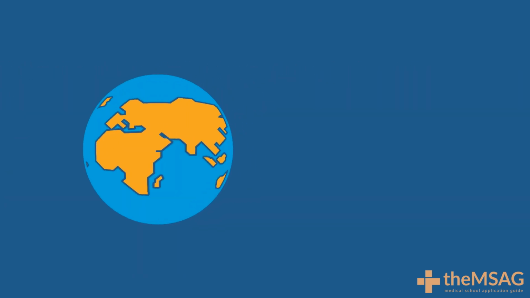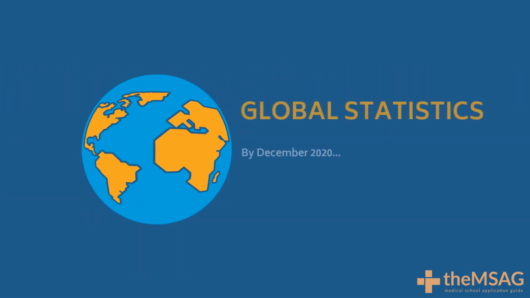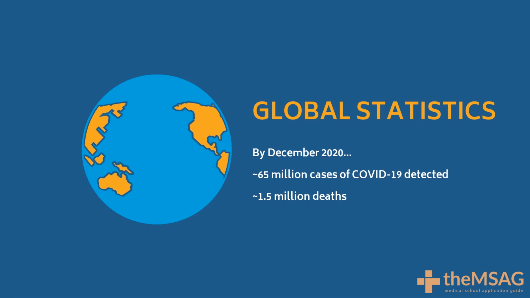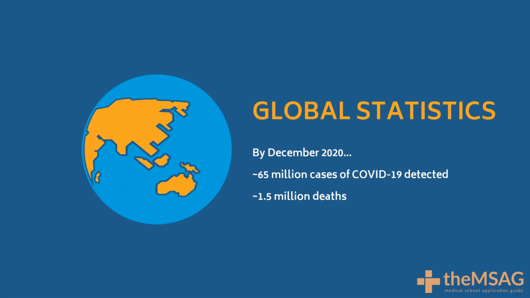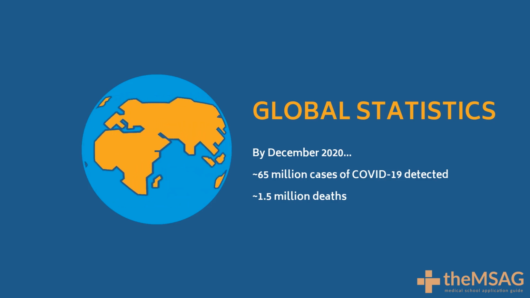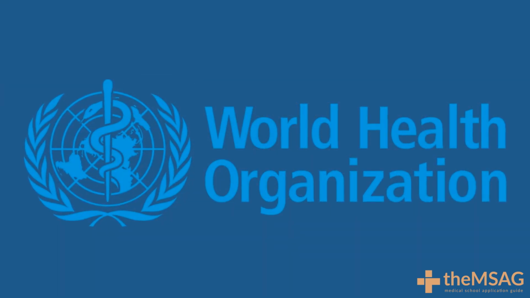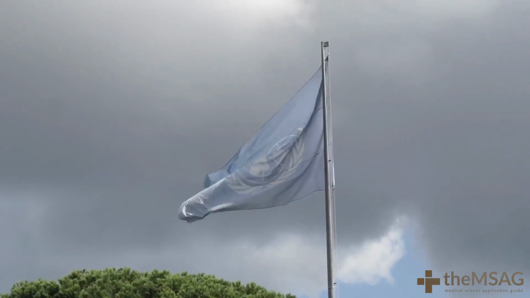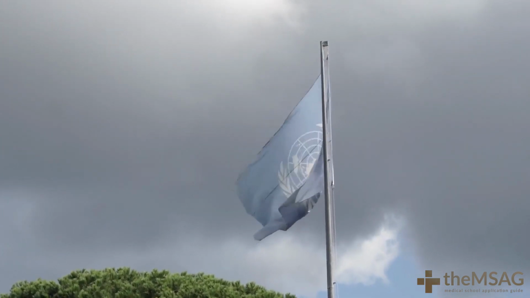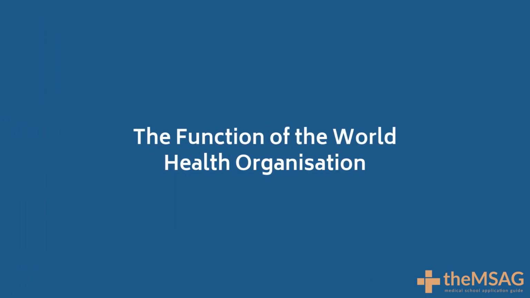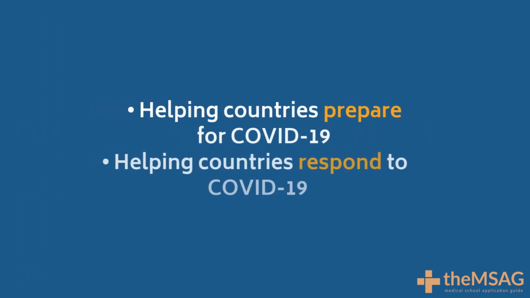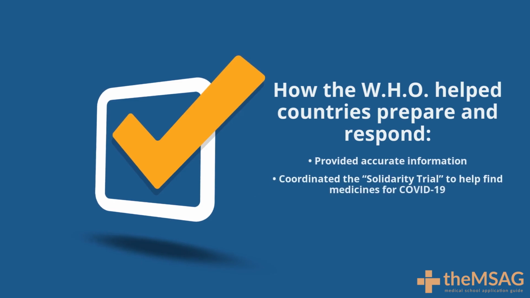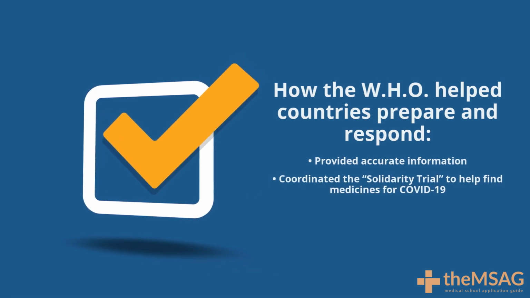We'd like to end this lesson by going a little beyond the UK and looking at what's happening around the world as well. By December 2020, globally, there have been around 65 million cases of COVID-19 detected and around 1.5 million deaths. Arguably the most important global organization in this pandemic is the World Health Organization, W.H.O. The W.H.O. is a specialized branch of the United Nations, which is responsible for global public health. The WHO has lots of functions, but during this pandemic, its most important functions are helping countries prepare and respond to COVID-19. They did this by providing accurate information and coordinating the Solidarity Trial to help find medicines for COVID-19.